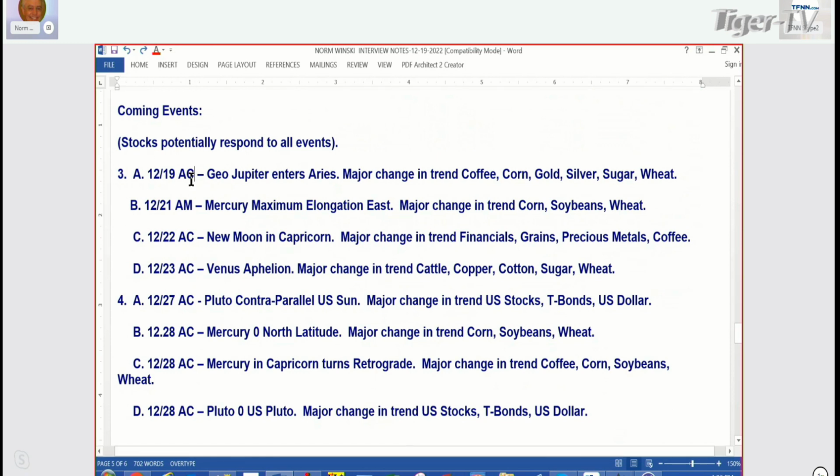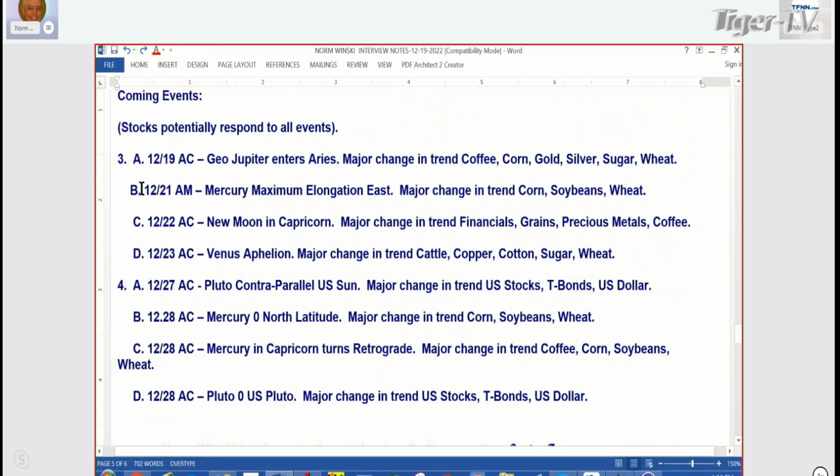Okay, we got a whole bunch of stuff coming up toward the latter part of December, starting today. Tonight we have, geocentric from the point of view of the Earth, Jupiter entering Aries, changing signs. On average, it does this about once every 11 months. It takes about 11 and a half years to go through all the signs. The markets that may be affected, including stocks, are always potentially affected by all of these, but the commodities are coffee, corn, gold, silver, sugar, wheat.